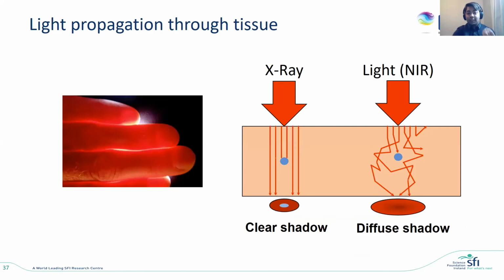This means the light will be scattered in your fingers. So when light propagates through the medium, it's not like X-rays. You'll not see, for example, your bones with a clear shadow on the other side. If you have a tumor, for example, in the medium, you'll not see a clear picture of the tumor there. The light may actually go around the tumor, and then you see a diffuse shadow on the other side.